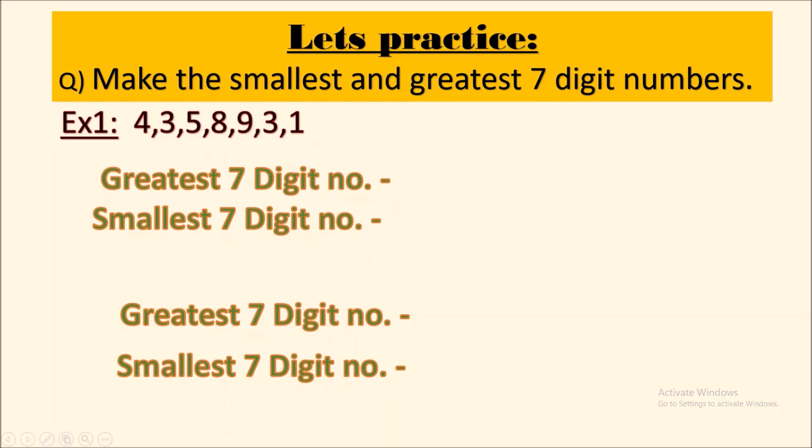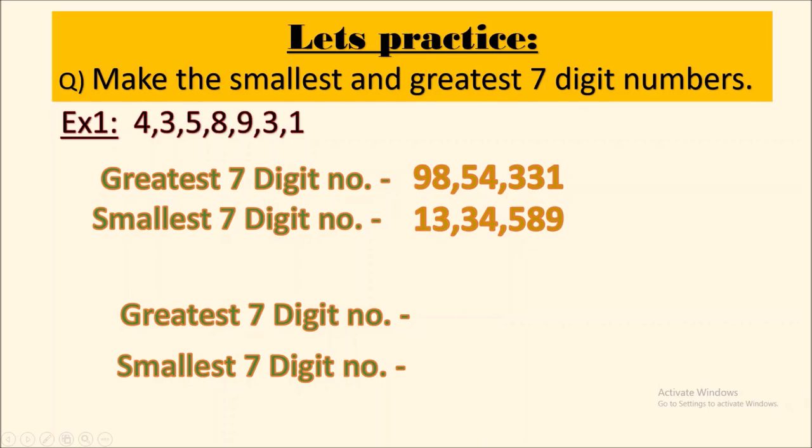So let's start. 9 first, 8, then 5, 4, then 3 and again 3, and 1. So the number will become 98,54,331. For the smallest, we have to place the smallest digit first. That is the ascending order now. So 1, 3, 3, 4, 5, 8, 9 will be the number. So that is 13,34,589.